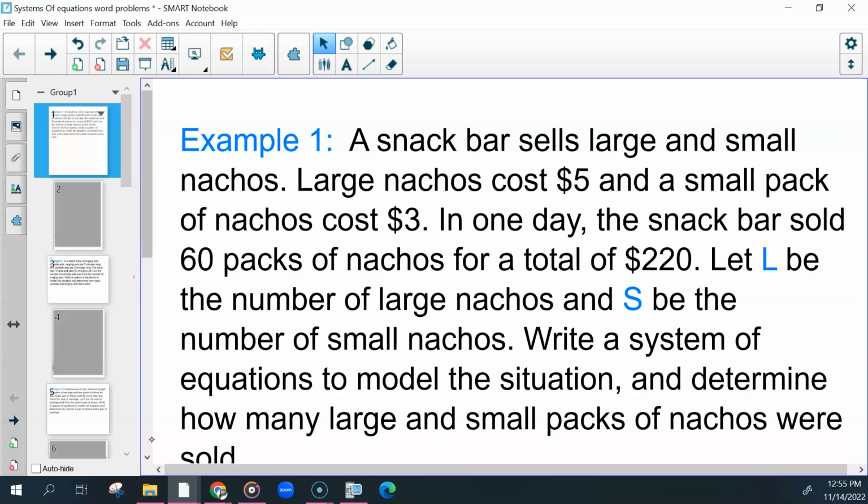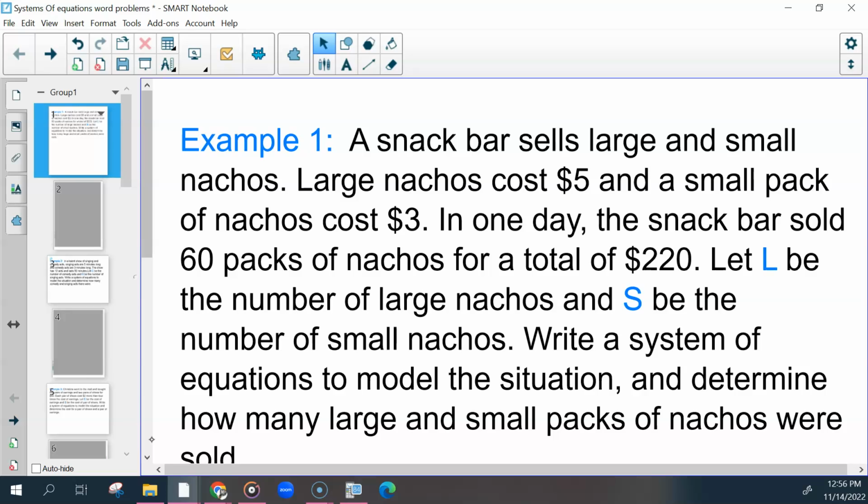Read this one with me, either on your paper or on the board. A snack bar sells large and small nachos. Large nachos cost $5 and a small pack of nachos cost $3. In one day, the snack bar sold 60 packs of nachos for a total of $220. Let L be the number of large nachos and S be the number of small nachos. Write a system of equations to model the situation and determine how many large and small packs of nachos were sold. So of all that, what do you find important?